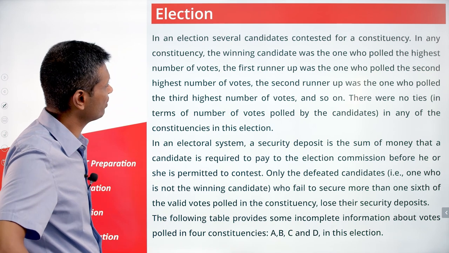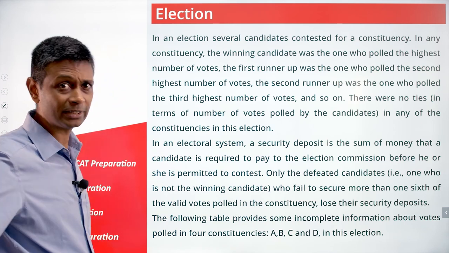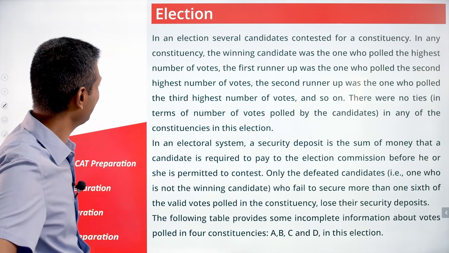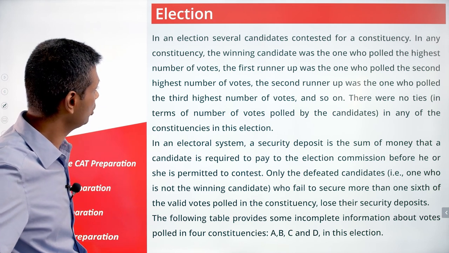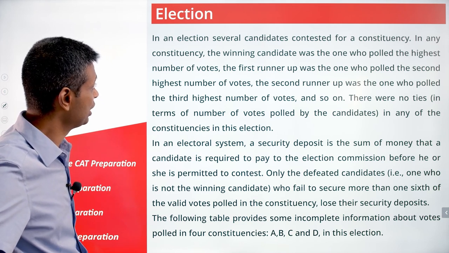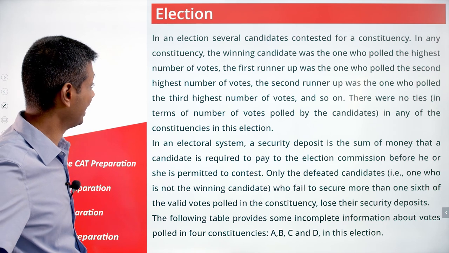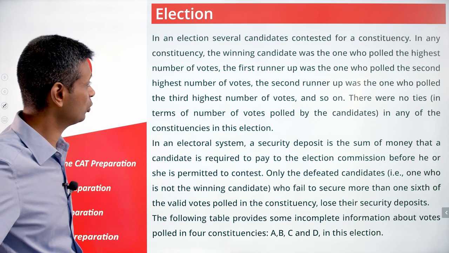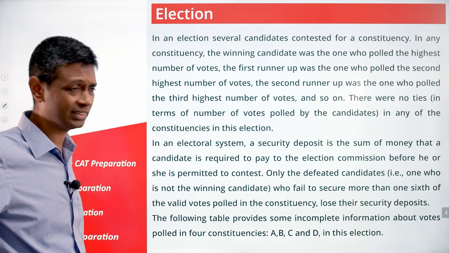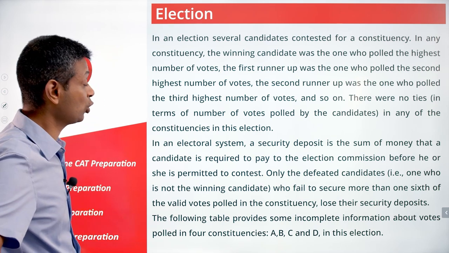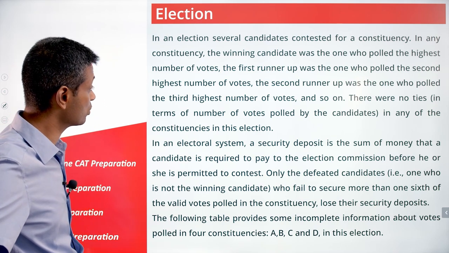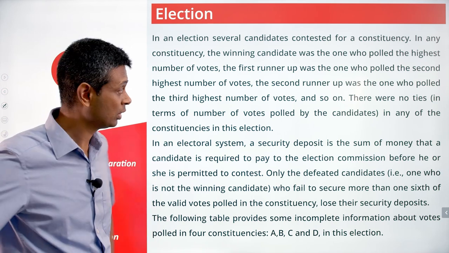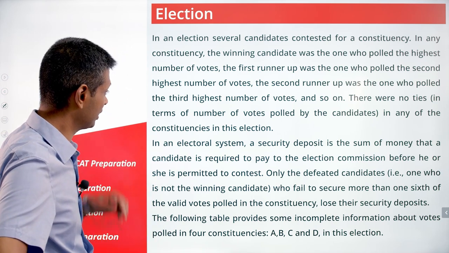In an election, several candidates contested for a constituency. In any constituency, the winning candidate was the one who polled the highest number of votes. The first runner-up was the one who polled the second highest number of votes. The second runner-up was the one who polled the third highest number of votes, and so on. Nothing new here. There are no ties in terms of number of votes polled by the candidates in any of the constituencies in this election.